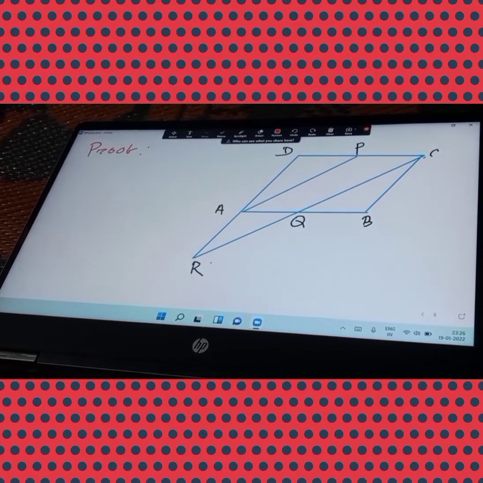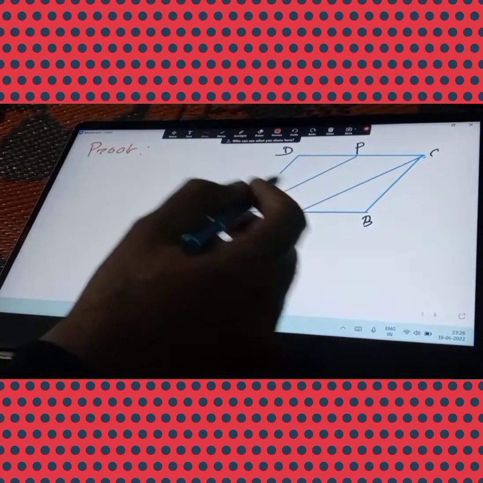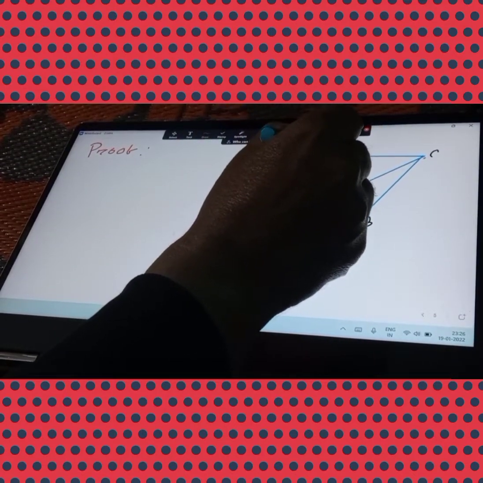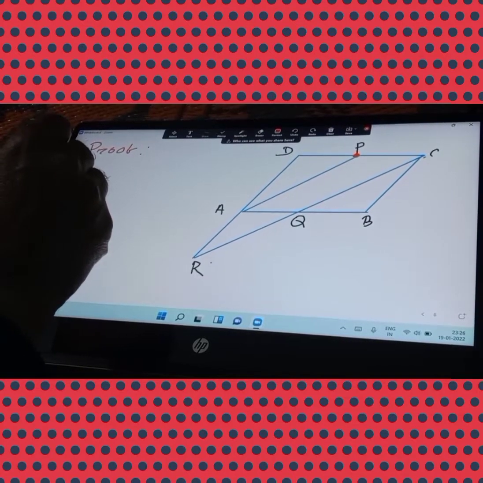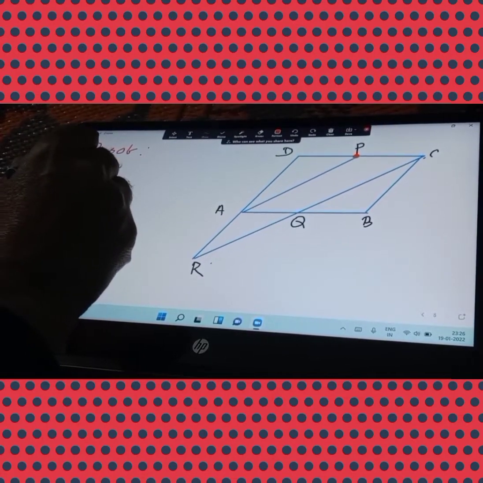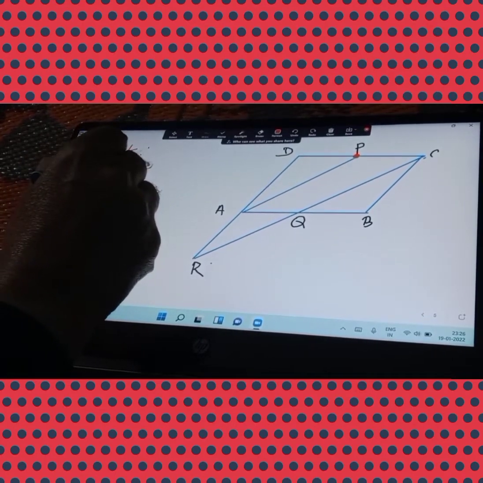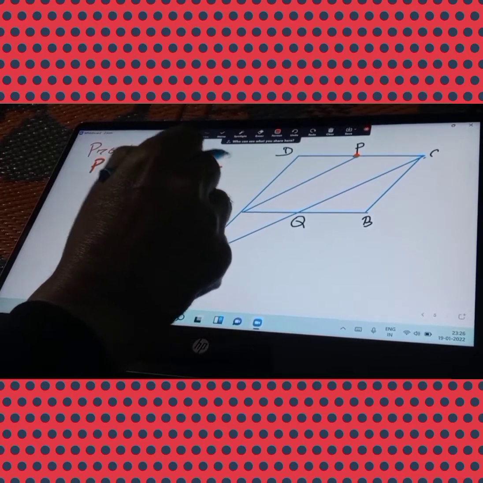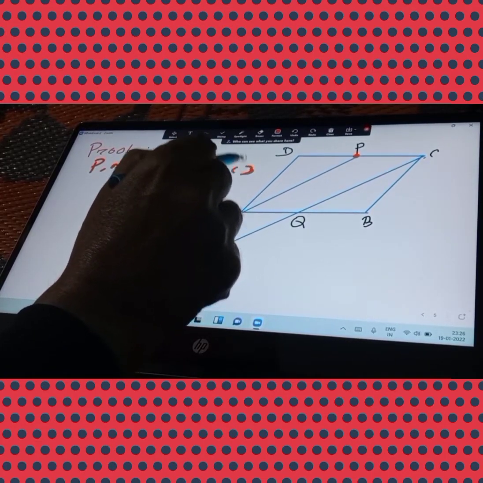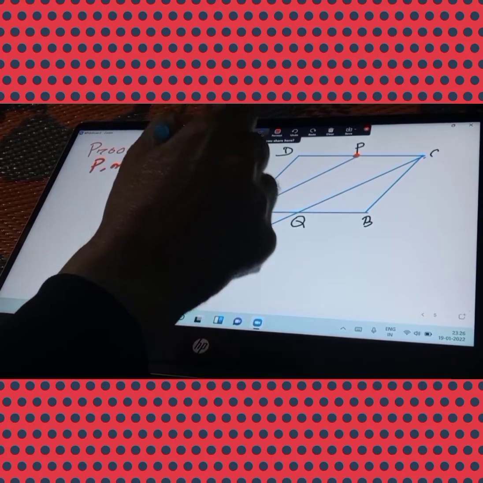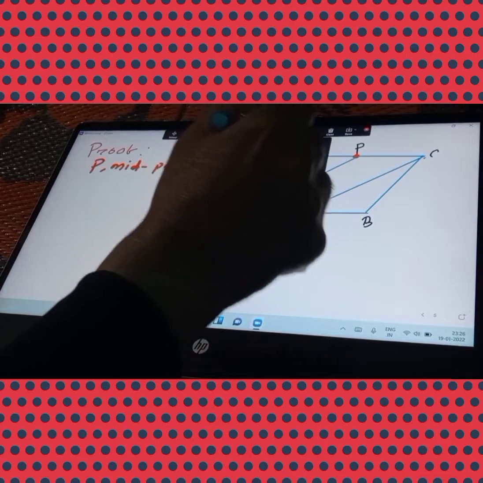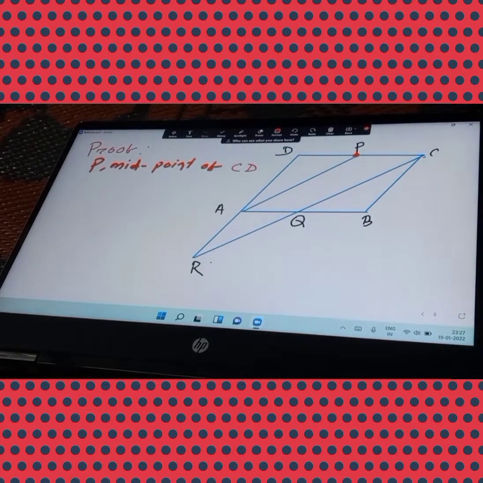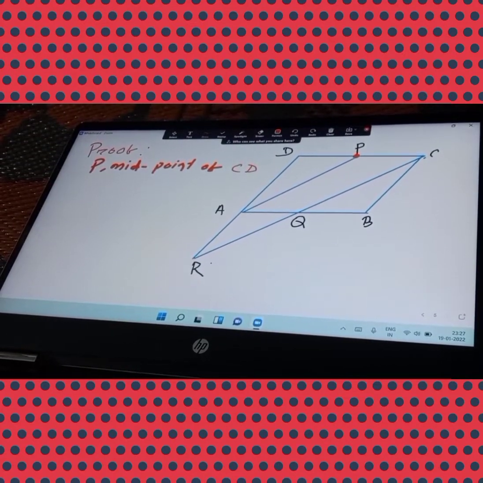You see, in the parallelogram ABCD, P is the midpoint of CD. P is the midpoint of the side CD, right? And it is given CR is parallel to PA.